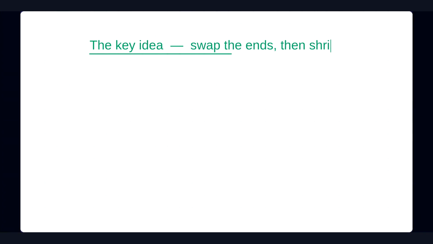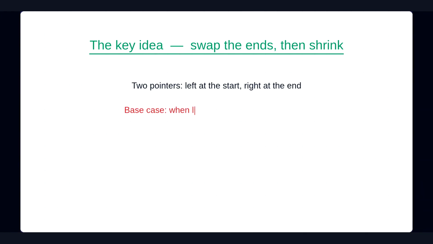Picture 2 fingers, one on the first element and one on the last. We swap what they point to, so the outermost pair is now in place. Then we move the left finger one step right and the right finger one step left, and reverse the smaller middle section the very same way.